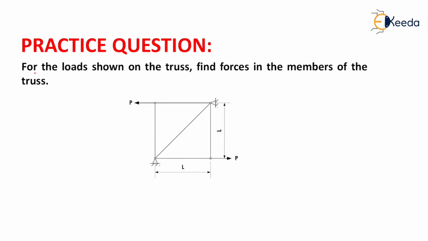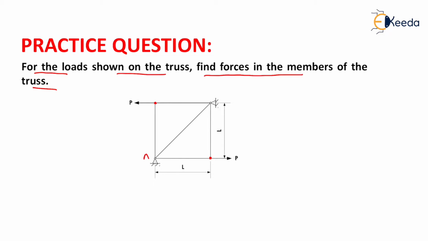The question is written as: for the loads shown on the truss, find forces in the members of the truss. We need to find the forces in each member of the truss shown in the figure. This truss is subjected to horizontal forces P on the opposite joints.